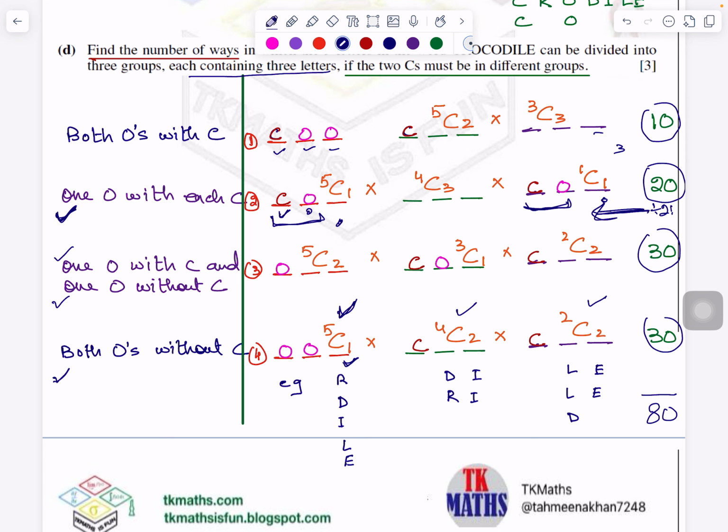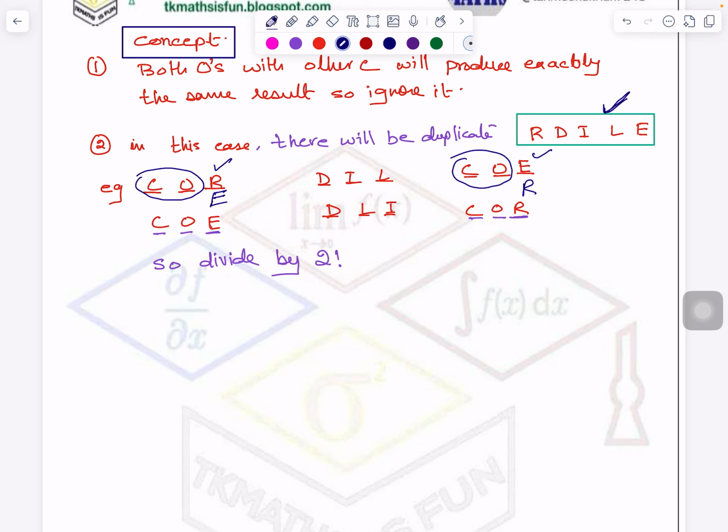I hope you understood this question. It was a little tricky question. So after that you can try yourself also. These types of questions you need to practice yourself also after listening to or seeing the solution.